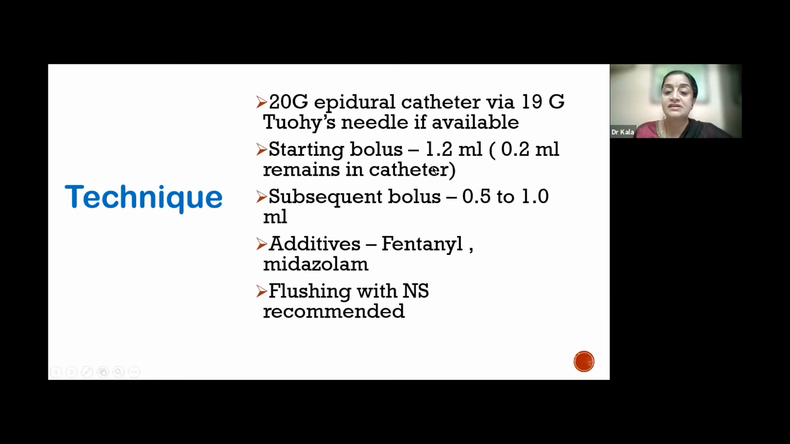1.2 ml remaining solution, use 1.2 ml. Subsequent boluses 0.5 to 1 ml. You can use additives like fentanyl and midazolam. Postoperatively, you put a knot immediately, but put a knot and keep it in the space and remove after 24 hours to prevent post-dural spinal headache.